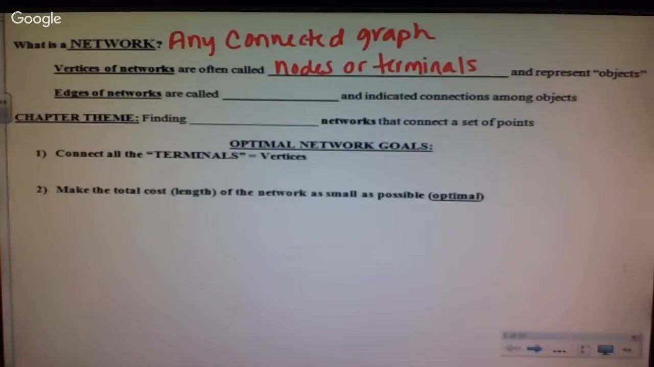Okay. So we're kind of getting ready to talk about telephone poles and the wires that connect and give you cable. They give you a dial tone at your house.